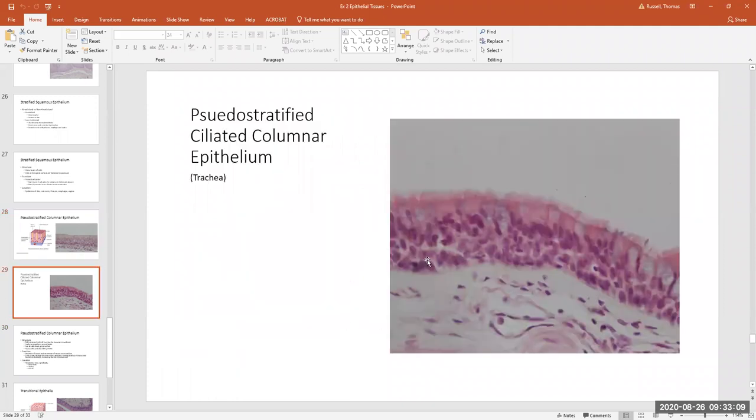Here's another picture of it, a little bit better. You can see the cilia. This is a slide taken from your windpipe, the trachea. So as we breathe in dirt and debris, these goblet cells secrete mucus up here, and as dirt and debris come into your trachea, it gets stuck on the mucus, and these cilia constantly beat in an upward fashion, moving the dirt, debris, and mucus to the top of your windpipe.